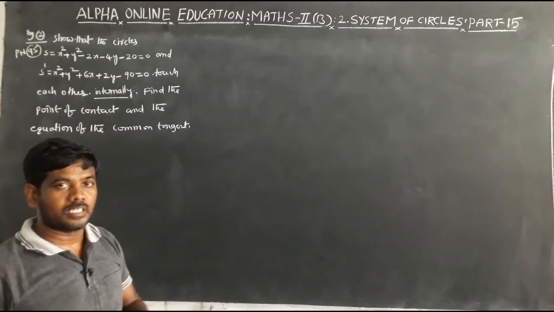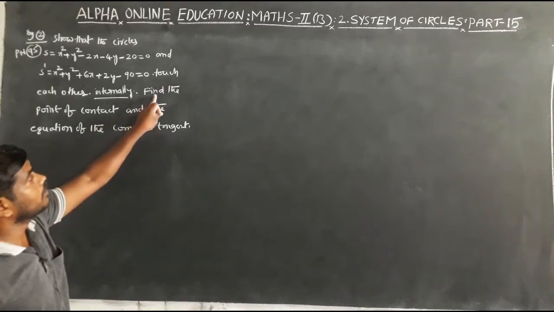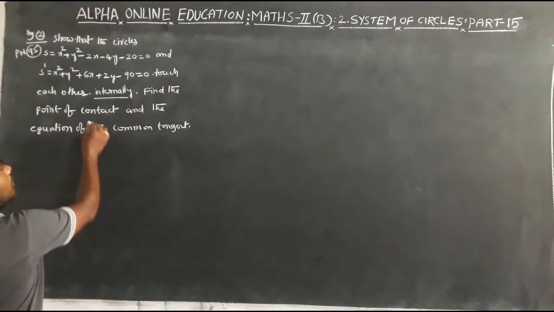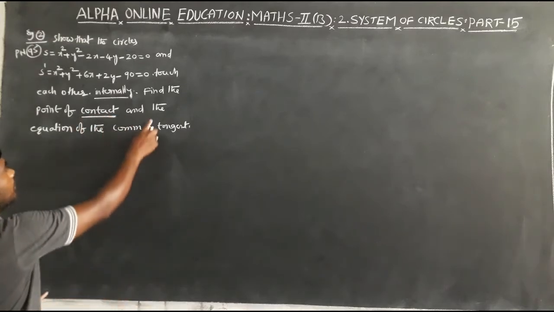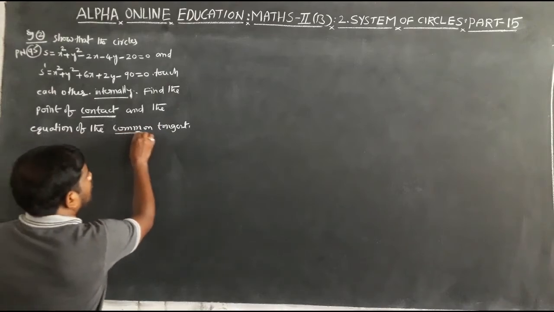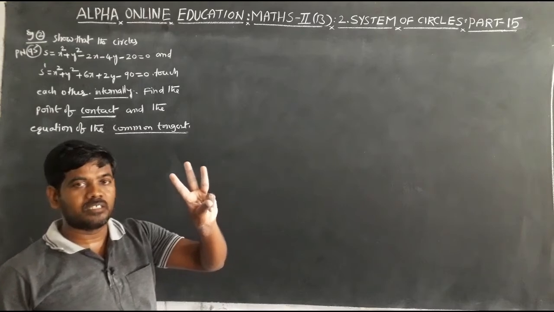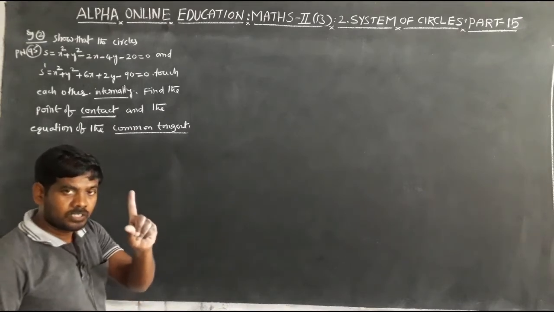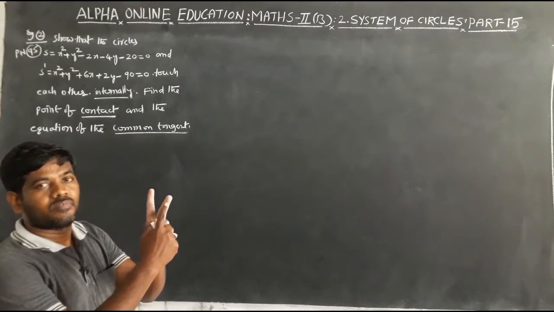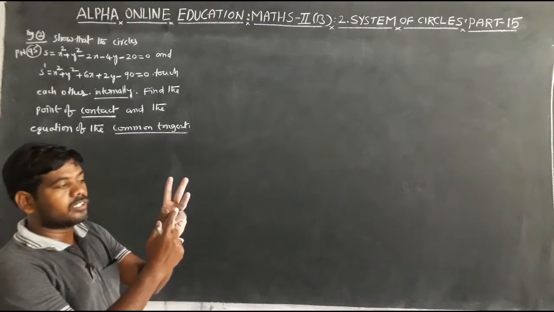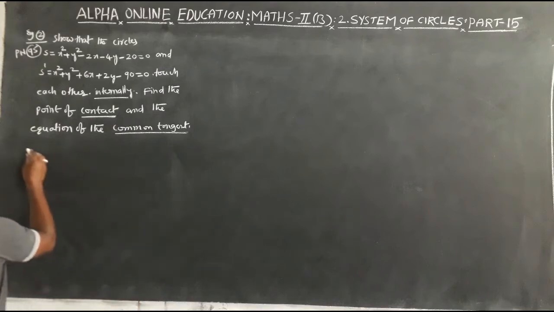We prove that the given two circles touch each other internally. Second, find the point of contact. Third, find the equation of the common tangent. First one is to show that the circles touch each other internally, second is to find the point of contact, and third is to find the equation of the common tangent.